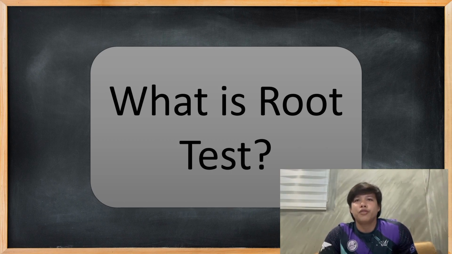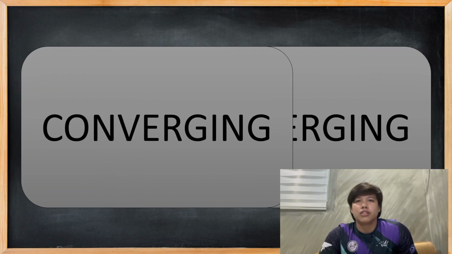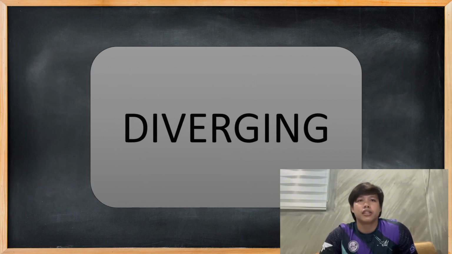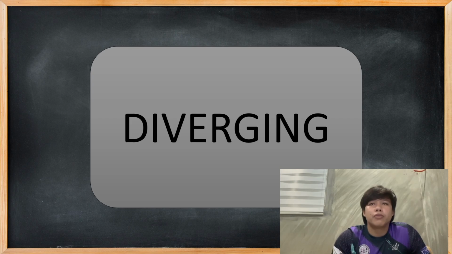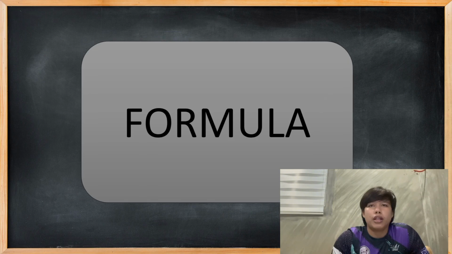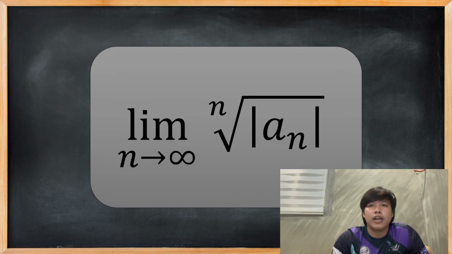This test helps us determine whether an infinite series is converging or diverging. Before we dive into solving problems, let's first understand what the root test is all about. For its formula, the limit of the nth root of a sub n as n approaches infinity. This formula helps us analyze an infinite series in the form of the summation of a sub n. The key idea is to take the nth root of the absolute value of the terms in the series, limit as n approaches infinity.